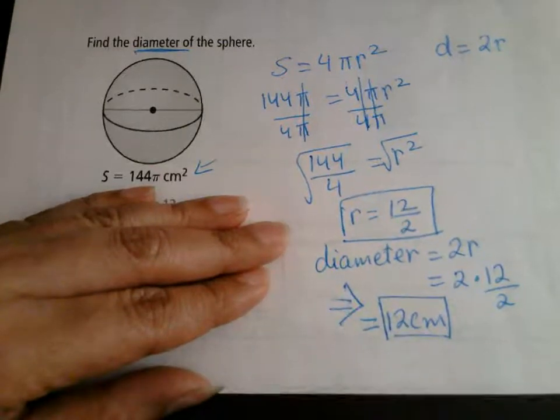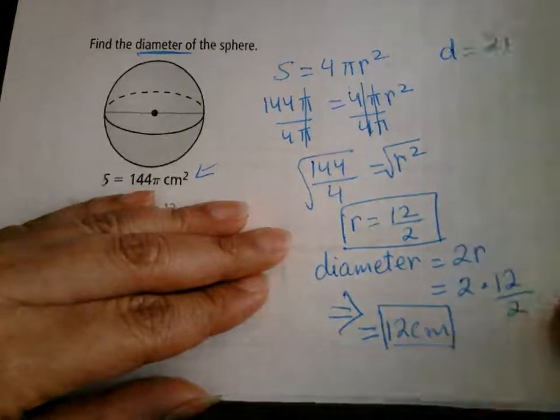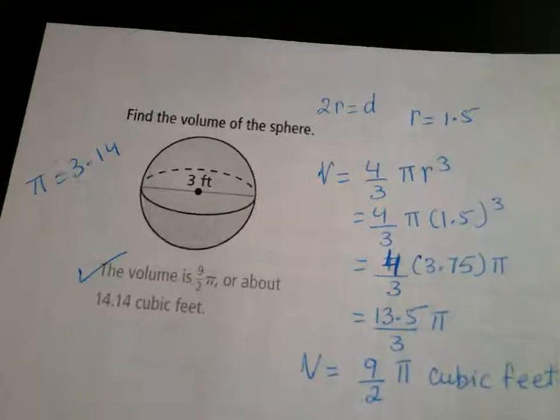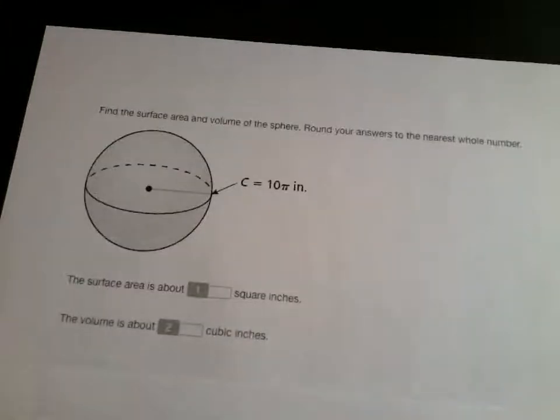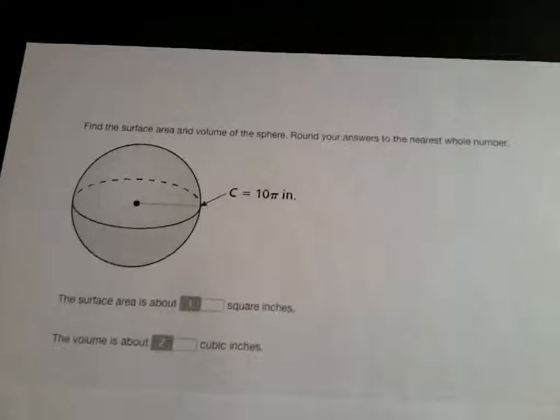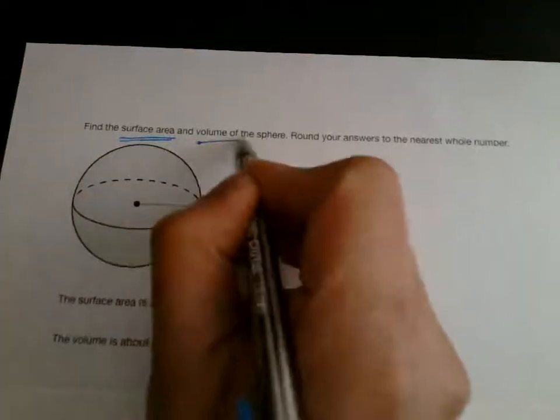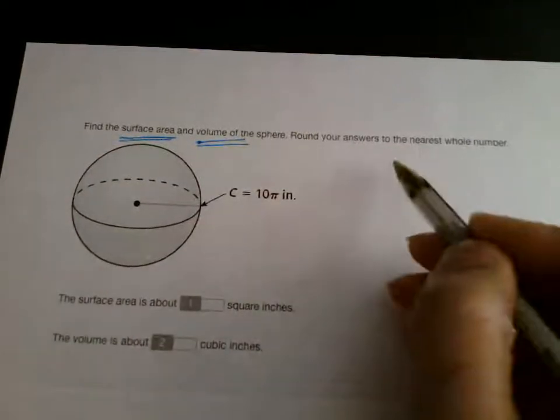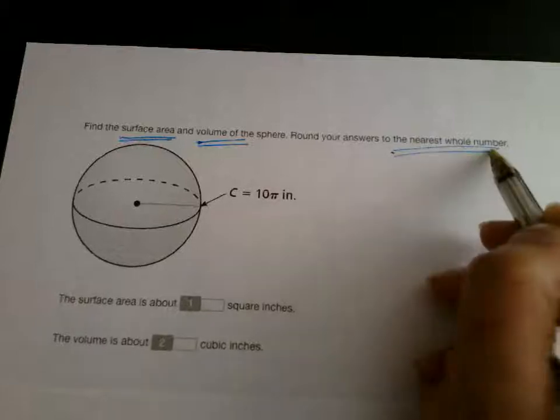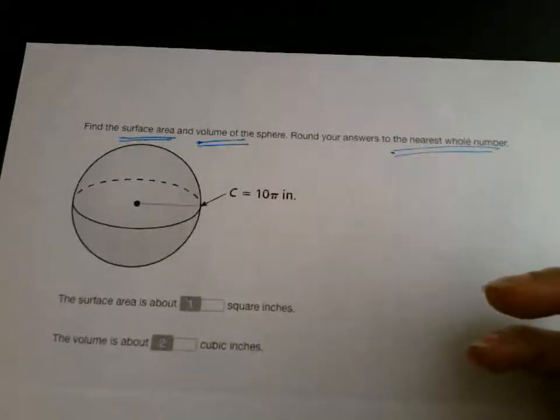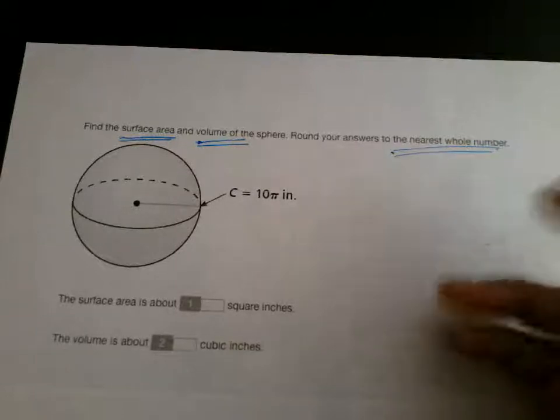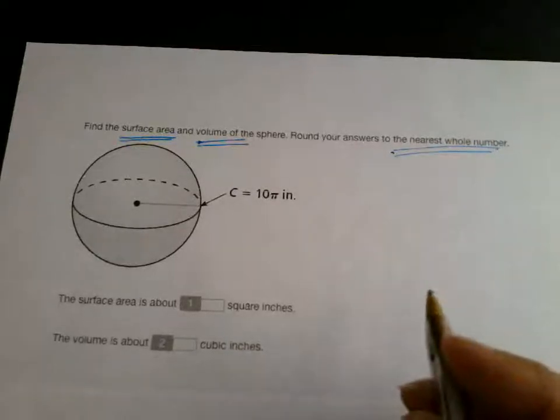This is my answer. Okay, let's try one more. In this question, they are asking us to find the surface area and the volume of the sphere. Round your answer to the nearest whole number. So they have specifically mentioned that you have to round your answer to the whole number, not to the decimals, not to the hundreds or the tens.